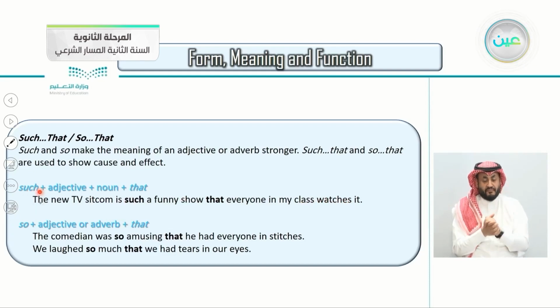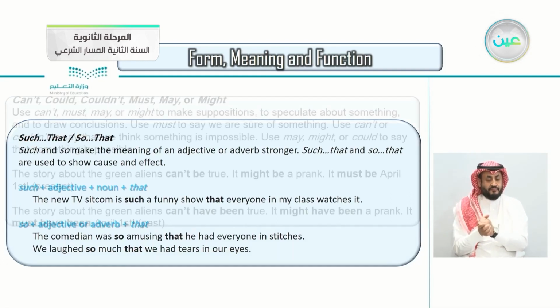So this is the form, if you remember. Such, adjective, noun, that. What about so? So, adjective or adverb. Then we write that. The comedian was so amusing that he had everyone in stitches. We laughed so much. This is the cause. What's the effect? We had tears in our eyes. So, so that, such that, it's just cause and effect. What did we do because of this?